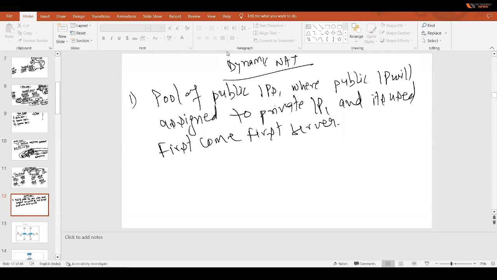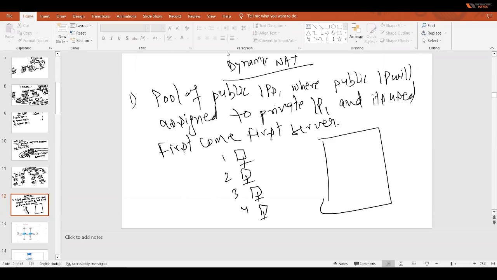It has some pool of public IPs. Say I have a subnet with four PCs: PC1, PC2, PC3, and PC4, and I have a pool of public IPs. Whenever all four PCs go outside, we have one pool. I have assigned three public IPs for four private IPs: 10.0.0.1, 10.0.0.2, 10.0.0.3, and 10.0.0.4. These are my four PCs.